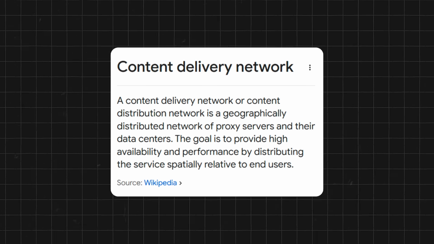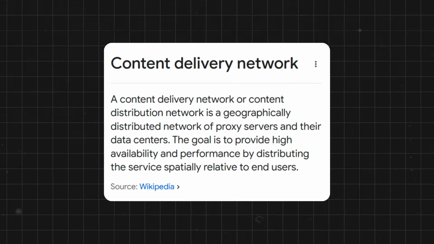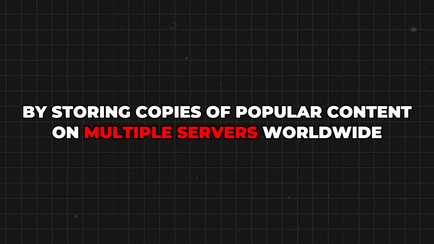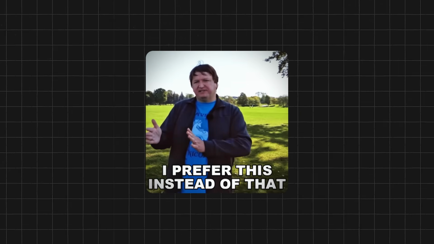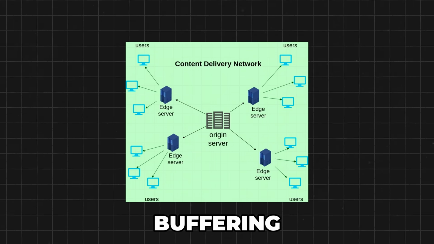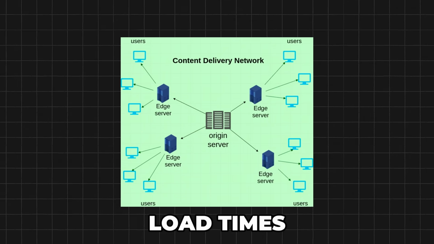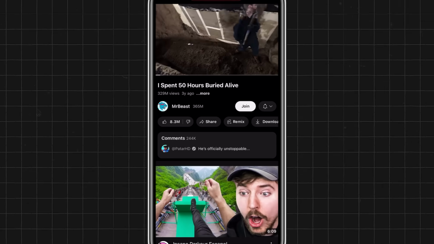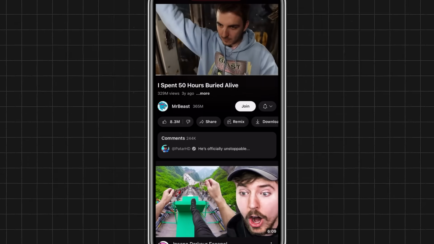Content Delivery Networks, or CDNs, help YouTube stream videos instantly by storing copies of popular content on multiple servers worldwide. Instead of fetching videos from a distant data center, YouTube delivers them from the nearest CDN, reducing buffering and improving load times. That's why when you hit play on a viral video, it loads instantly. It's probably already stored on a server near you.